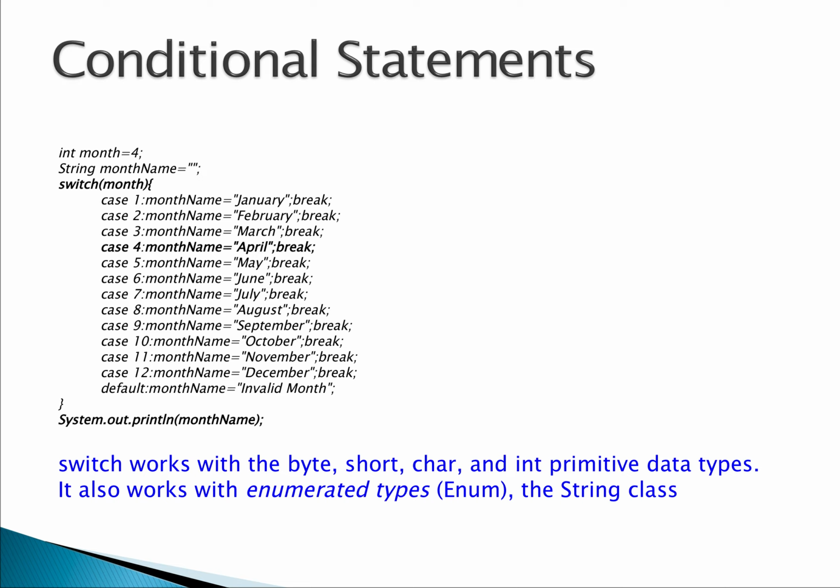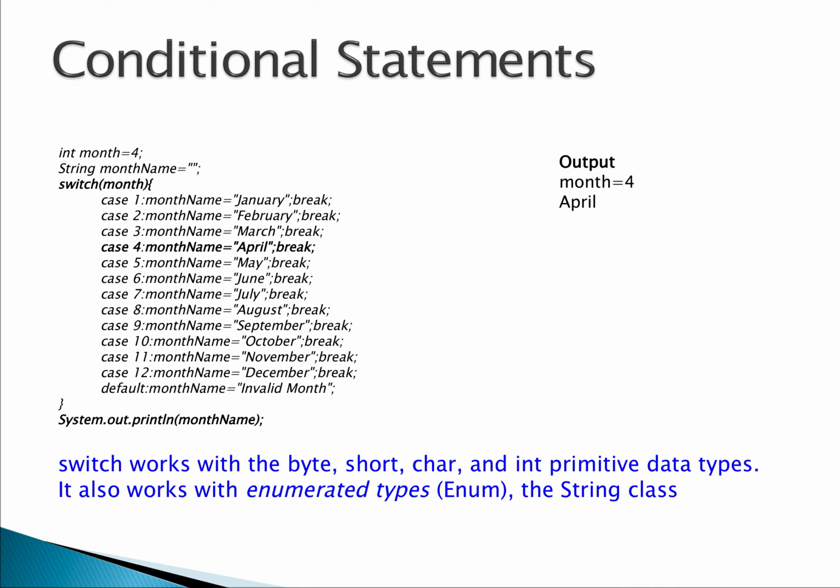The moment it executes case 4 and assigns month name equal to April, there is no need of executing the remaining portion of the code or even comparing the remaining portion of the code. So what we can do is put a break there. It is going to stop there. It's going to assign month name equal to April, and then it is going to break there. Once it executes the break statement, the program execution is going to come out of the curly braces that it is in. Then we are printing out the month name here. So April will be printed when you put month equal to 4.